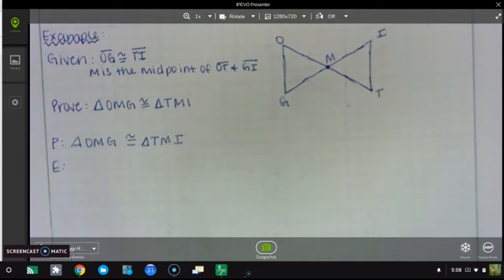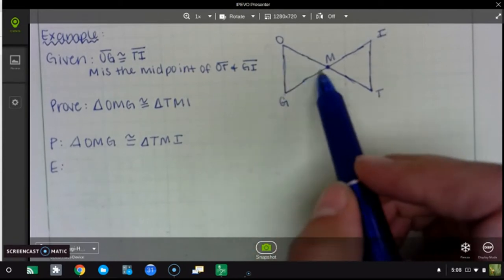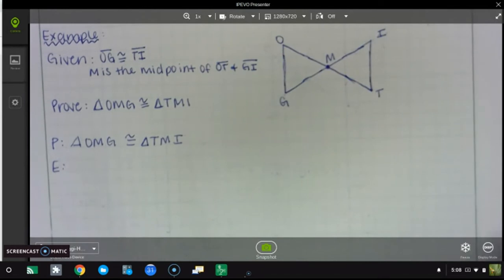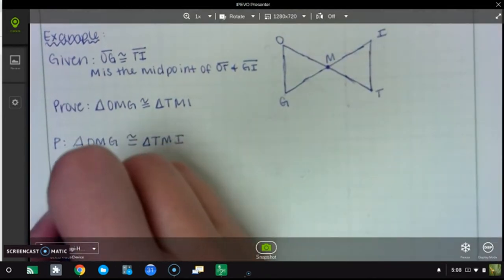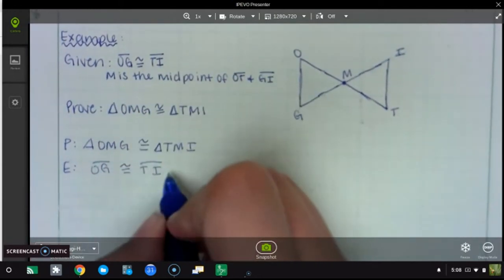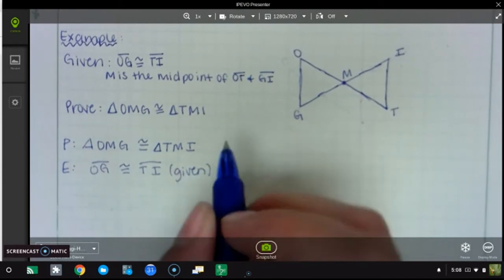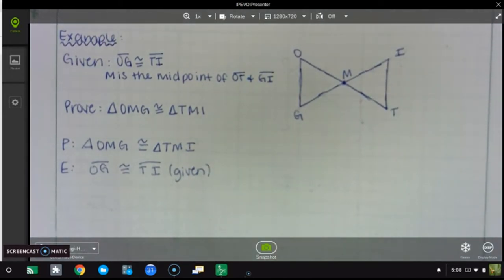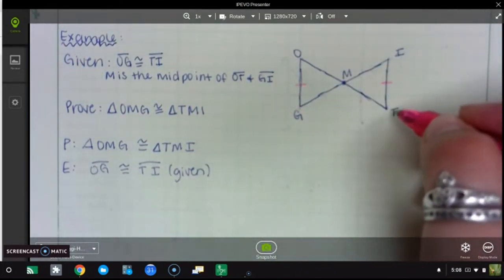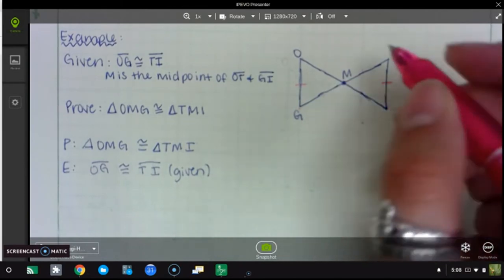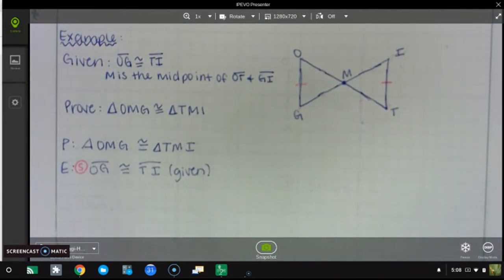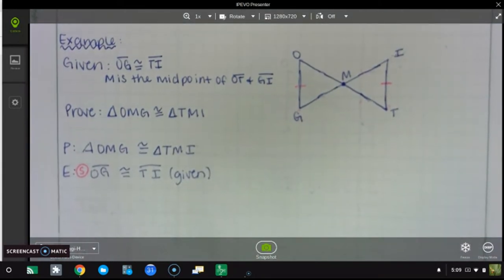My next step is my evidence. I'm trying to prove that triangle OMG is congruent to triangle TMI by side, side, side right now. So I always write my givens first. So I'm going to put OG is congruent to TI because it was given to me right here. I'm going to go ahead and mark my diagram with what I just did. OG congruent to TI. That gives me one of my congruent sides for my congruent triangles using side, side, side. So I'm going to go ahead and label one of my S's. That gives me one congruent side of my 3.